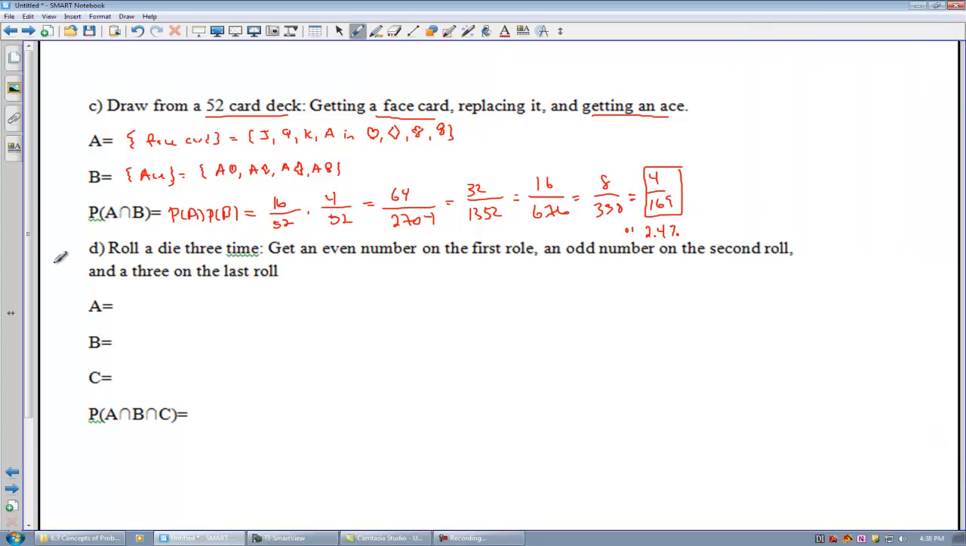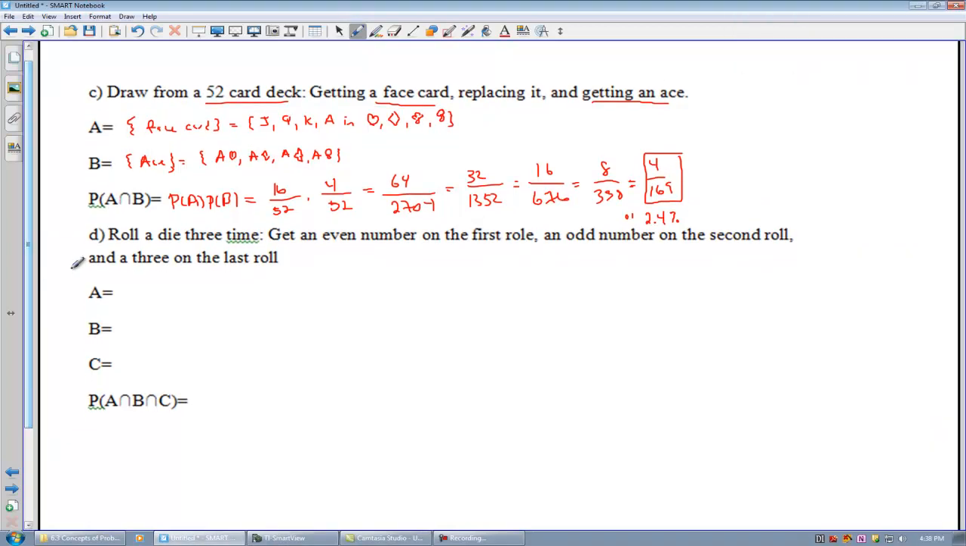Let's finish up with this last one, part D. So on part D, I roll a die 3 times. Get an even number on the first roll, that's going to be my A. Get an odd number on the second roll, that's going to be my B. And then get a 3 on the last roll. All right, so let's write these down. A, even number on the first roll, so that's 2, 4, 6. Odd number on the second roll, so that's I could do 1, 3, or 5. All right, there's only 6 numbers to choose from. And then a 3 on the last roll, so that's 3.